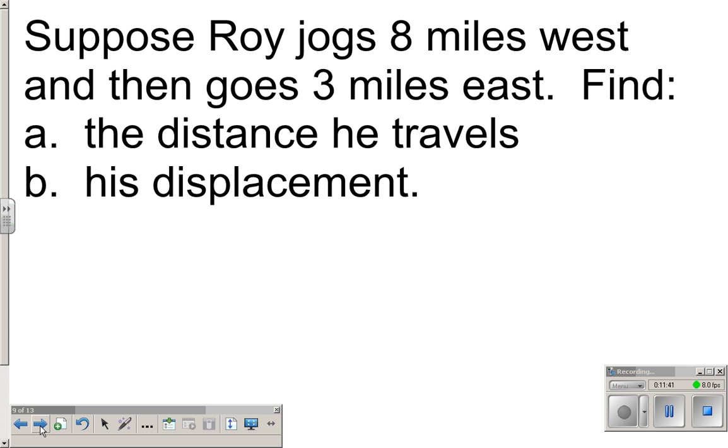So probably the easiest way to get through this is there's 2 parts to his journey, right? There's one part where he goes west, one part where he goes east. So for part A, we're looking for the distance. All right, so the easiest way to do this is to just add your numbers, to go, all right, well, he went 8 miles, and then he went another 3 miles. So at the end of the day, he's going to say, gosh, I'm tired. I jogged 11 miles, right?